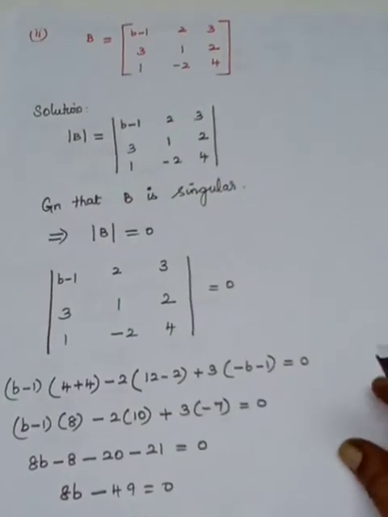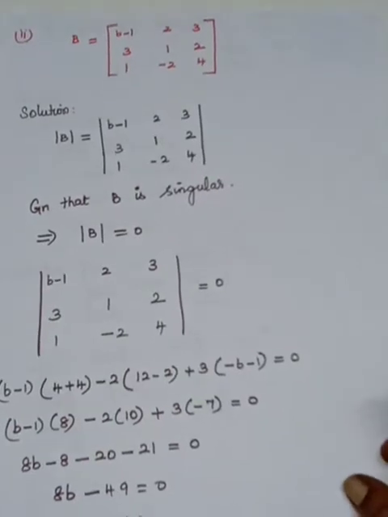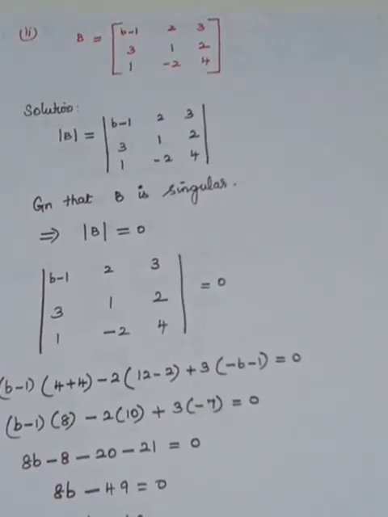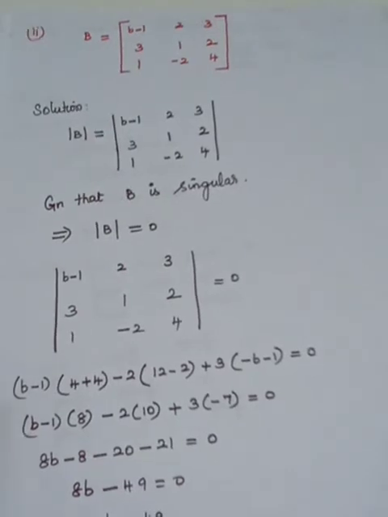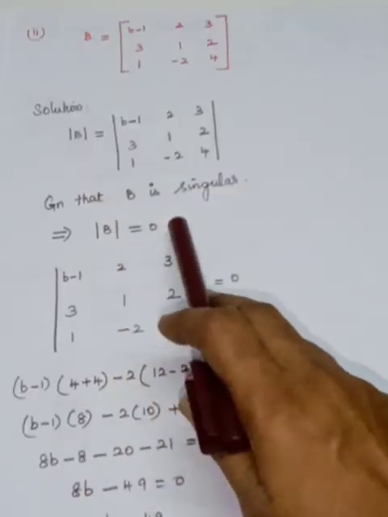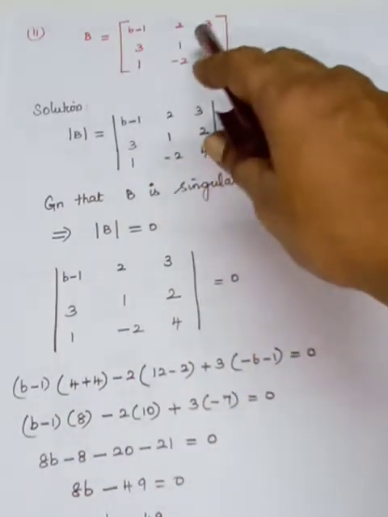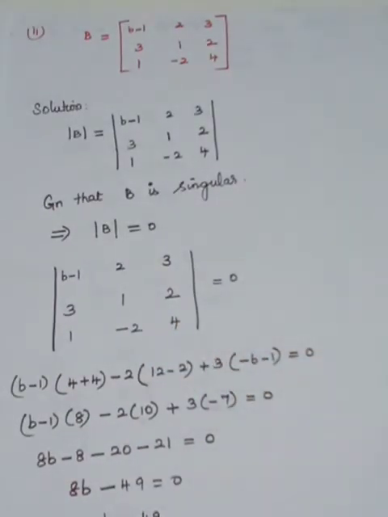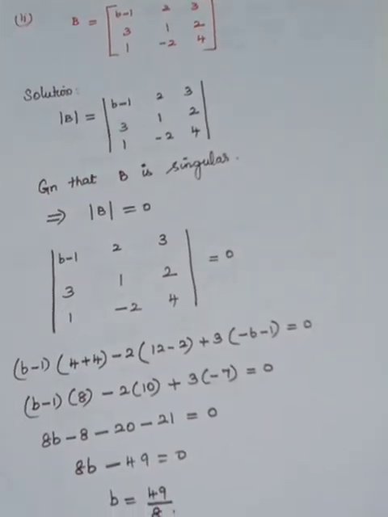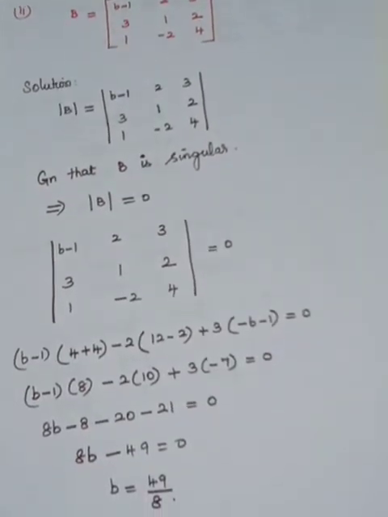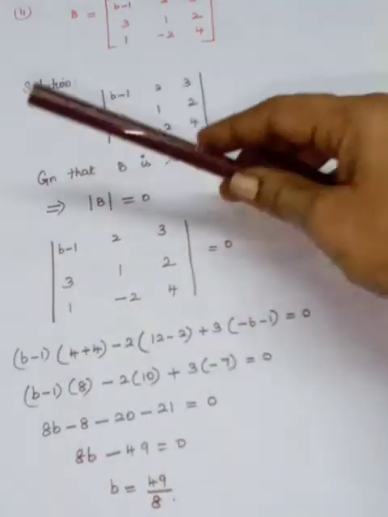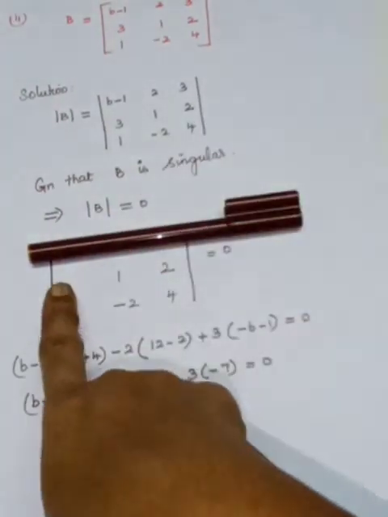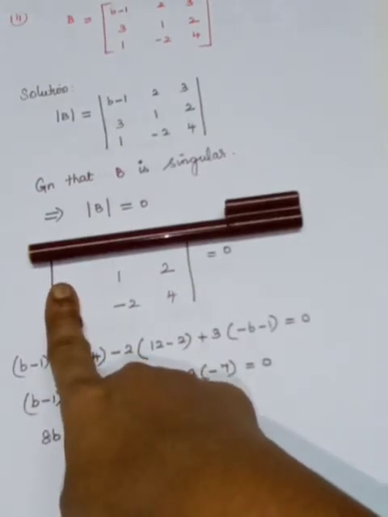next one, that is the second subdivision. B, a 3 by 3 matrix, is given. This matrix is a singular matrix. That means B is singular. If B is singular, its determinant value is equal to 0. So therefore the determinant, the entries of B written within the vertical lines, is equal to 0. So you have to expand by R1. So what's the first element? The first element is B minus 1. So write it. Delete the first row and the first column. So what is remaining? 1, 2, minus 2, 4. So you have to multiply 1 into 4.